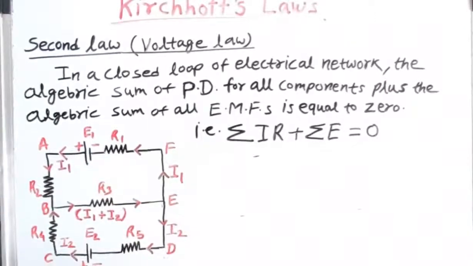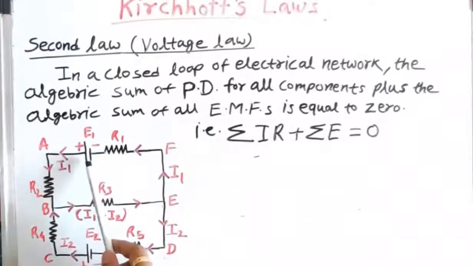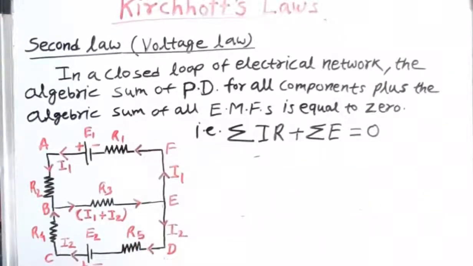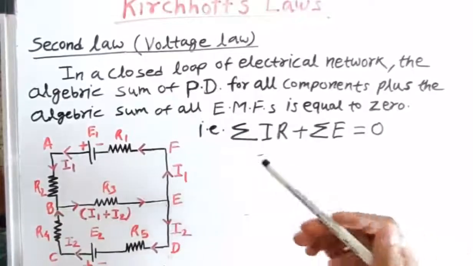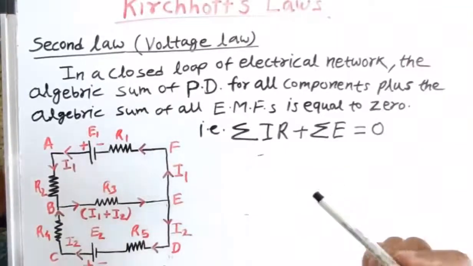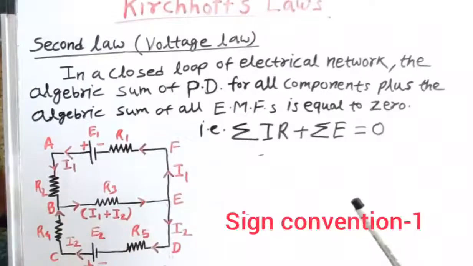We have also shown the direction of the flow of current, meaning I1 is the current given out by the source of EMF E1, and I2 is the current given out by the source of EMF E2. For the application of this second law, we need to understand two sign conventions. The first sign convention says that if the direction of tracing the loop is the same as that of the conventional current flow, then the potential difference across the resistance is considered negative, otherwise it is positive.